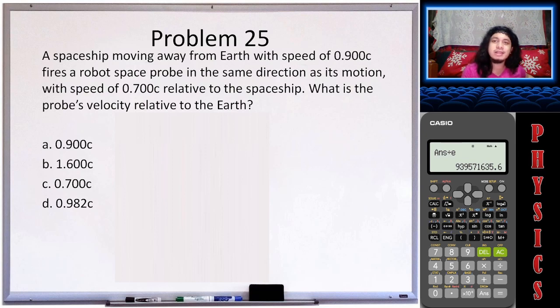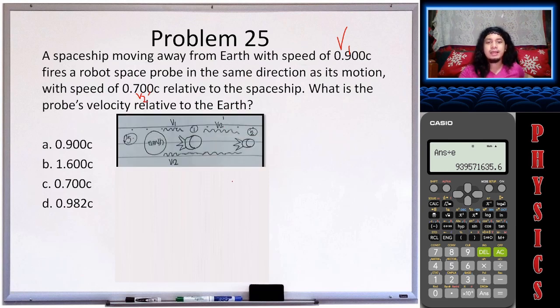And Earth is the inertial frame of reference natin dito. And then, ang binigay pa, so this is V1. Binigay 0.700 c relative to the spaceship daw, yung direction, yung velocity ng ating space probe. So, ito na yung tinatawag nating V2 prime. V1 is the velocity ng spaceship with respect sa Earth. V2 prime, ito yung given na 0.700 c. And V2, siya po yung hinahanap: the probe's velocity relative to the Earth.